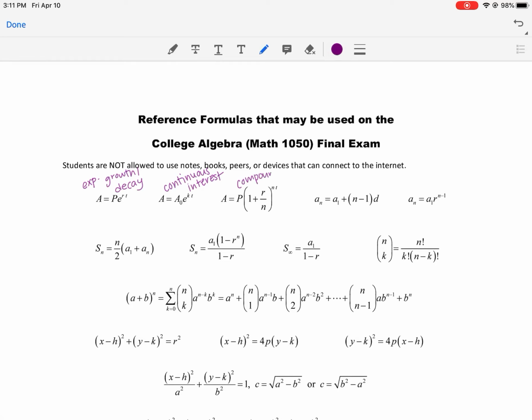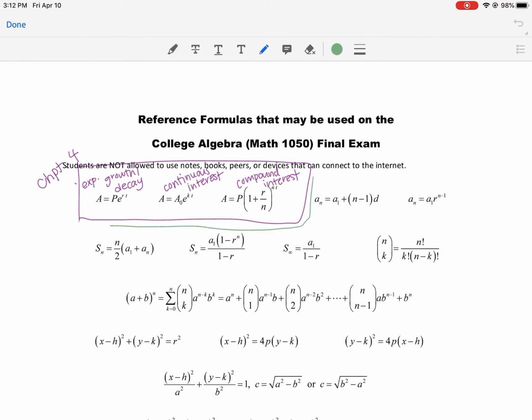This is continuous interest. And then this is compound interest. So these three equations we've already done, and this was all chapter 4, where we learned about logs.